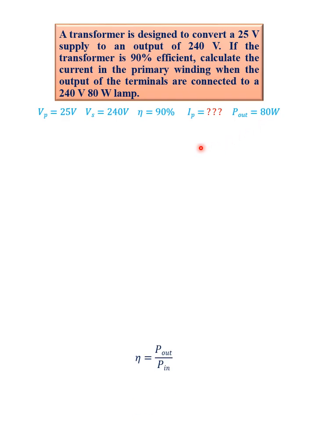The formula is this: the efficiency of any machine at all, but for this one, we are looking at the transformer. Efficiency of a transformer is power out divided by power in. Now, we're given that the efficiency is 90%. So we need to get the power in at the primary. To make power in the subject of the formula, we have that power in will be equal to power out divided by the efficiency. Of course, 90% is 0.9.